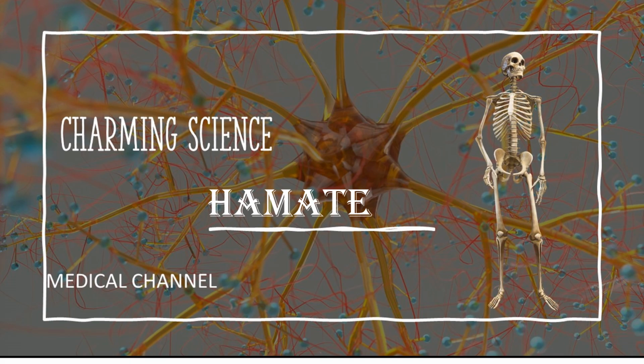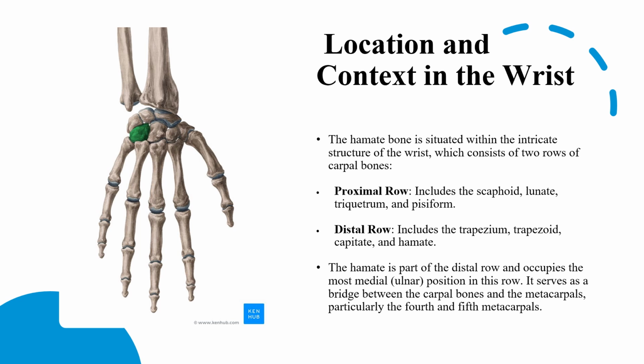Today we are going to talk about a bone, the hamate. The hamate is a bone situated within the intrinsic structure of the wrist, which consists of two rows of carpal bones. The proximal row includes the scaphoid, lunate, triquetrum and the pisiform, and the distal row includes the trapezium, trapezoid, capitate and hamate. The hamate is part of the distal row and occupies the most medial, that is the ulnar side, position in this row.